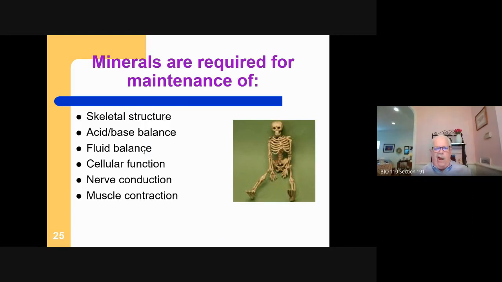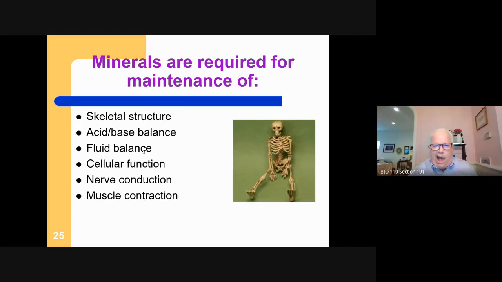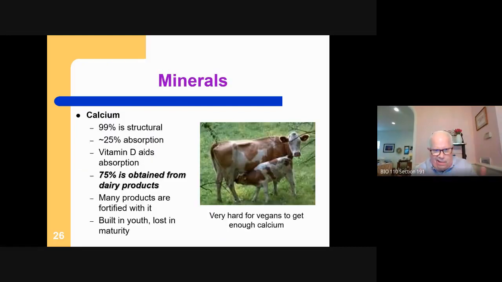Minerals are required for everything: nerve conduction, muscle contraction, fluid balance, acid-base balance, and skeletal structure. Before we go on, can someone tell me the most abundant mineral in your body? Is it calcium? It's calcium, because calcium is in your bones. So that's what's important about the minerals. Here it is, calcium.